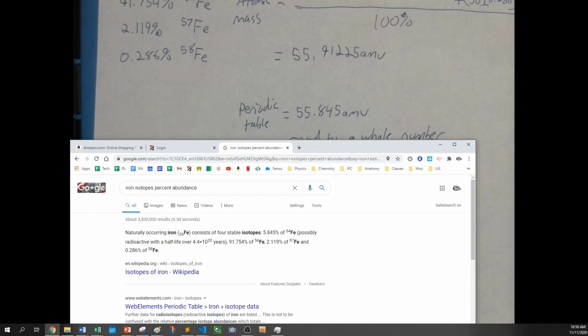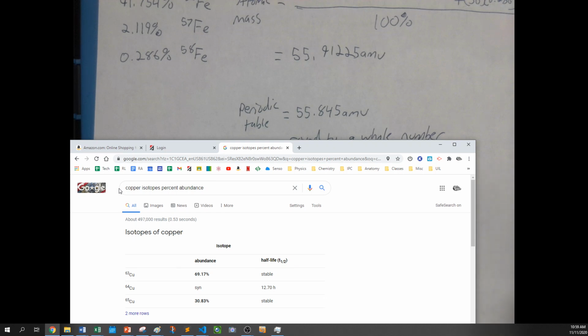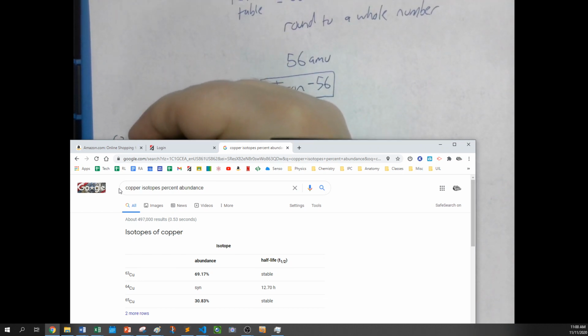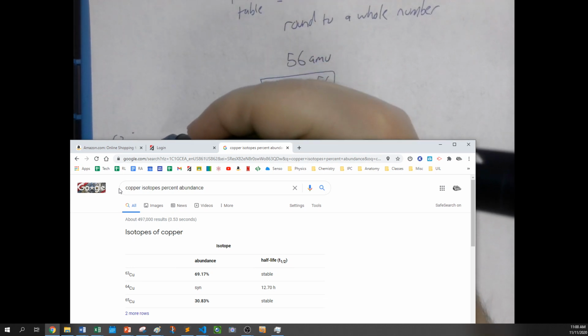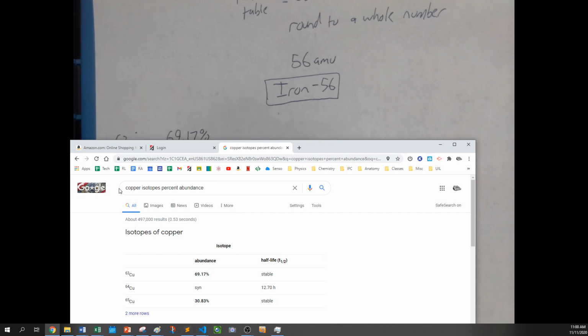Let's do a weird one. Copper is weird. So let's do copper. So 63 copper, 64, and 65. So the percent abundance is 69.17%. Synthetic. Man-made. Doesn't exist. This is synthetic, or 0%, which means we can remove this from the periodic table.